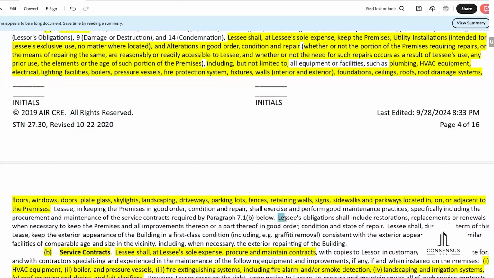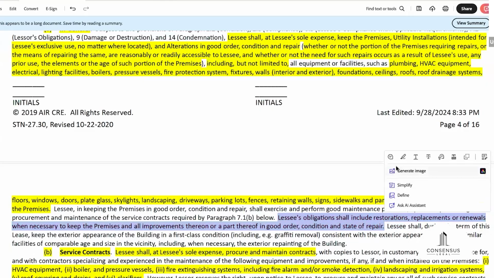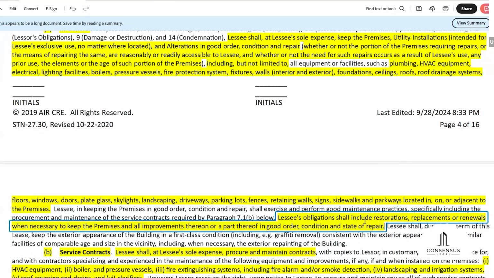This sentence is also notable. Lessee's obligations shall include restorations, replacements, or renewals when necessary to keep the premises in good order, condition, and repair. So it's clarifying that just replacement is included. And then finally, this is something that a lot of people aren't aware of, but it can have economic consequences. Lessee is also responsible for exterior repainting of the building.